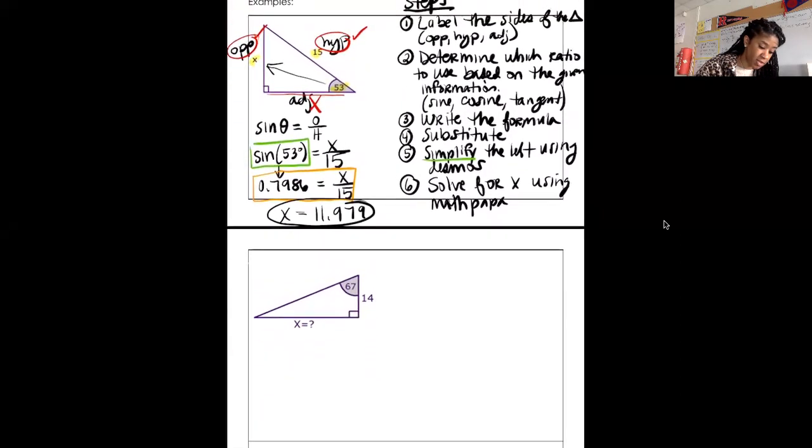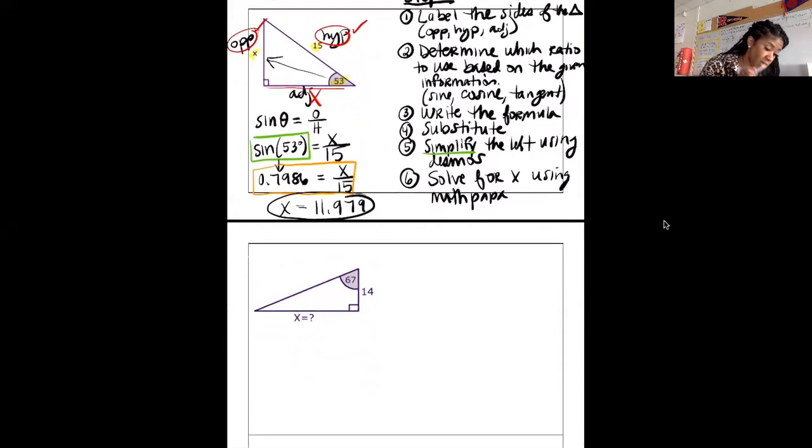I'm going to leave the steps up there so that we can see them. In this one, label the sides: directly across, that's the opposite. Here we have the adjacent, and that's the hypotenuse. Next, determine which ratio to use based on the given information. I'm given x at the bottom, that's my opposite. I'm given 14, that's my adjacent. So opposite and adjacent, that's tangent. So I'm going to be using tangent of an angle equals opposite over adjacent.